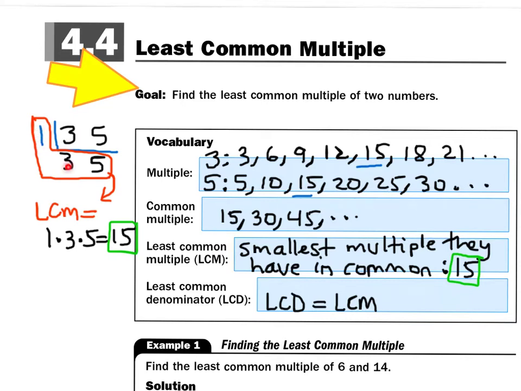3 divided by 1 is 3, and 5 divided by 1 is 5. But now this time, to get the LCM, I use my red and I make a big giant L shape. So it's the greatest common factor and the bottom layer of the birthday cake. So 1 times 3 times 5 would give me 15. And of course we know the least common multiple of 3 and 5 is 15.